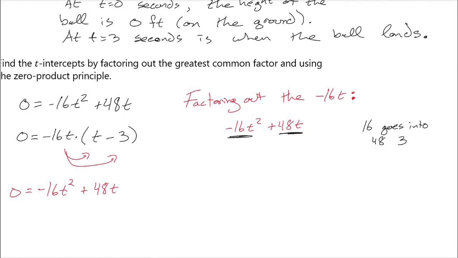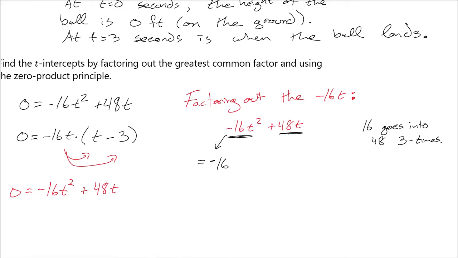48 3 times. So that means I can pull out a 16, and we like to pull the negative out if there's a negative in that first term. If I have a leading coefficient that's negative, I like to pull that out as well, always. And we'll see more examples of this as we move forward.